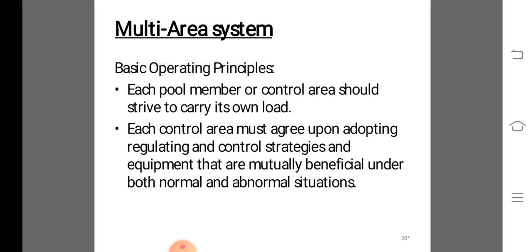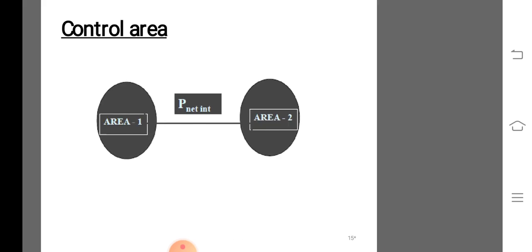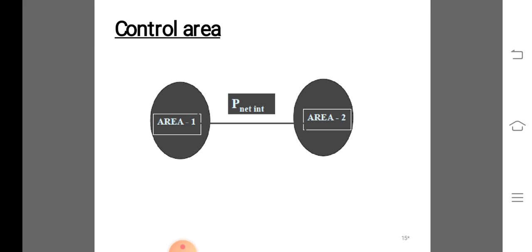Flat frequency control of interconnected stations. Consider two generating stations connected by a tie line. For a load increment on station B, the kinetic energy of the generator reduces to absorb the same. Generation increases in both stations A and B.